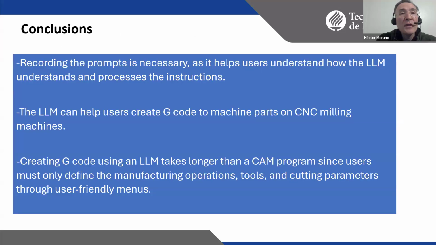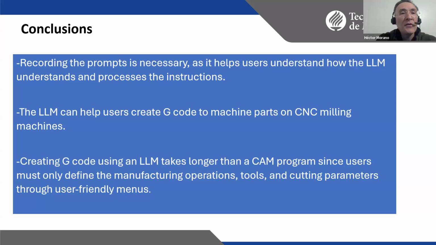Now, here we have the conclusions. Recording the prompt is necessary as it helps users understand how the LLM understands and processes the instructions. On the other hand, whenever users write a prompt and indicate whether they need G code generated or in some format, they train the LLM. The LLM can help users create G code to machine parts on CNC milling machines.